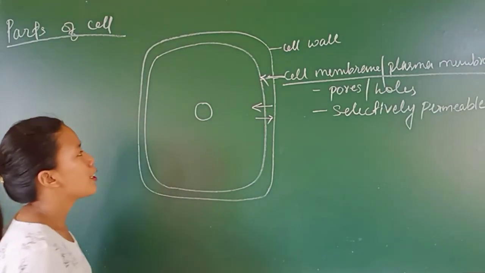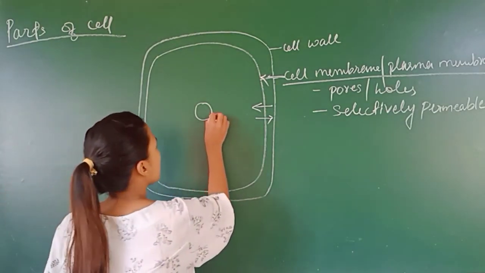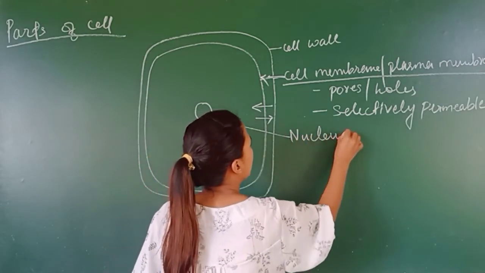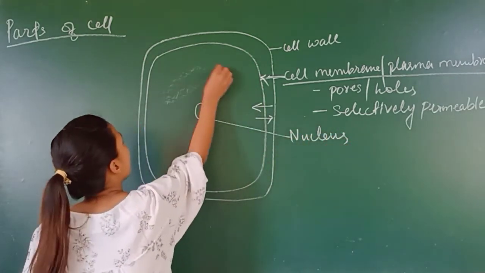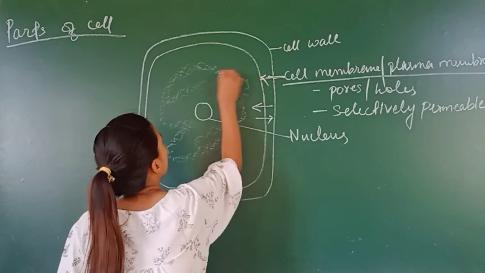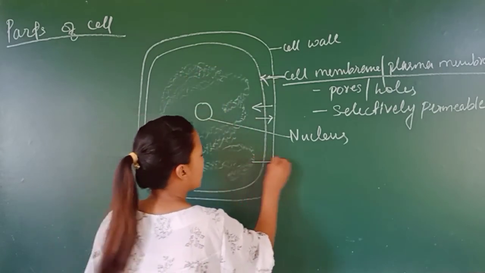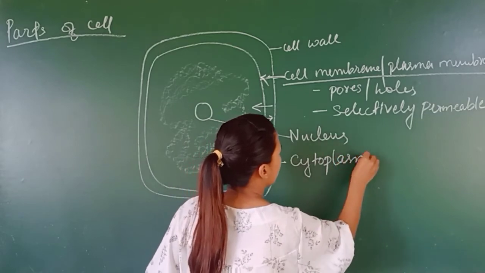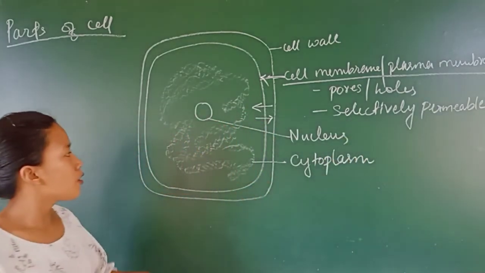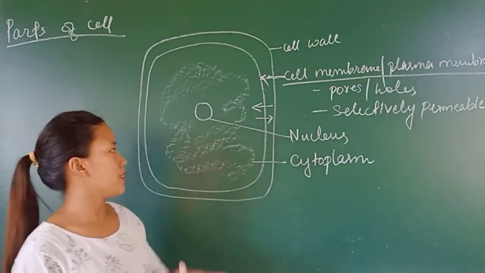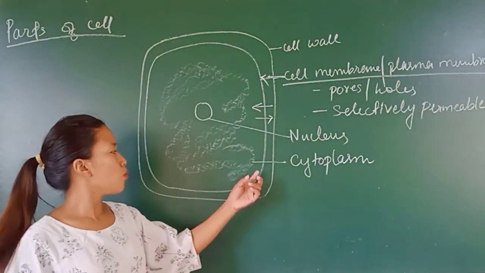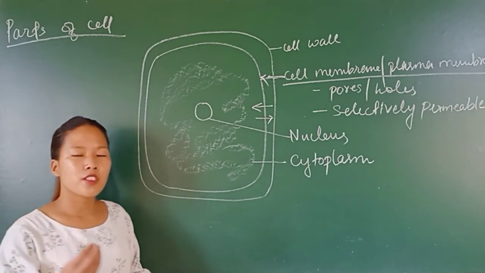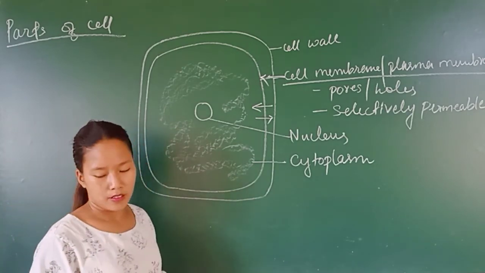This cell membrane encloses two important parts of the cell, that is the nucleus and the cytoplasm. So this is the nucleus, and the space inside the cell around it is called the cytoplasm. The cell membrane encloses the nucleus and cytoplasm. It also protects the cell and gives shape to the cell.